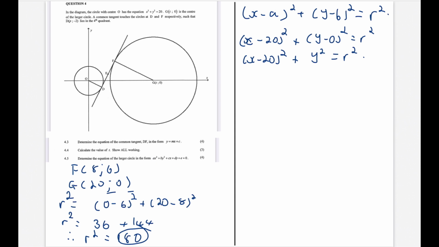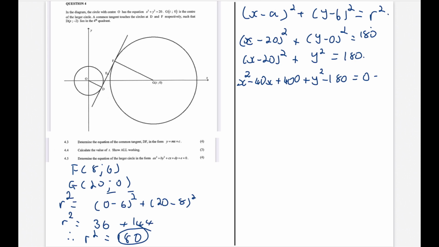So this will be x² - 40x, and then 20 times 20, that should be 400, yes, plus 400, plus y². Right, instead of r² here, I should have replaced that with 180. Okay, 180. Let's go ahead and move the 180 to the other side, minus 180 is equal to 0. Okay, great.